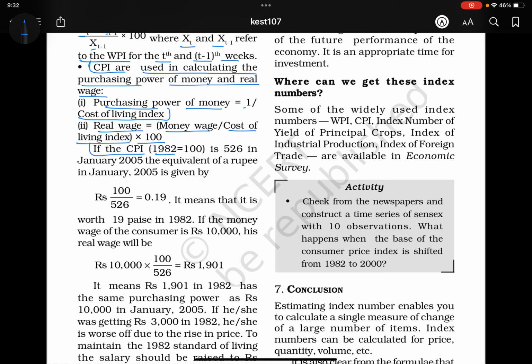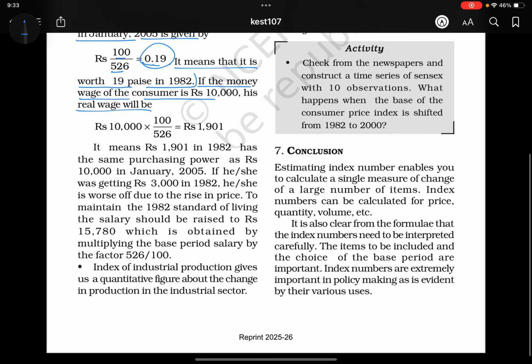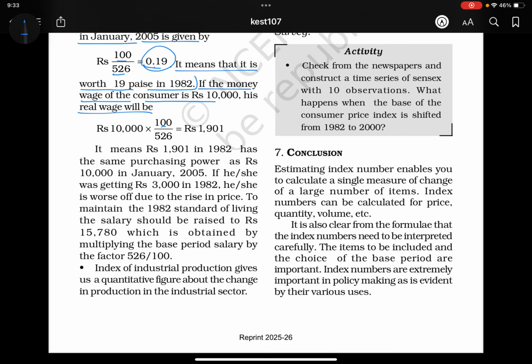If the CPI with 1982 equal to 100 is 526 in January 2005, the equivalent of a rupee in January 2005 is given by 100 divided by 526, which equals 0.19. It means 19 paise in 1982. If the money wage of the consumer is rupees 10,000, his real wage will be 10,000 into 100 divided by 526, that is 1901. It means 1901 in 1982 has the same purchasing power as rupees 10,000 in January 2005.